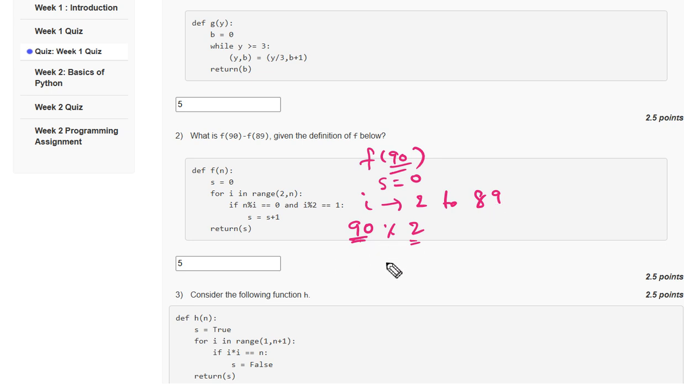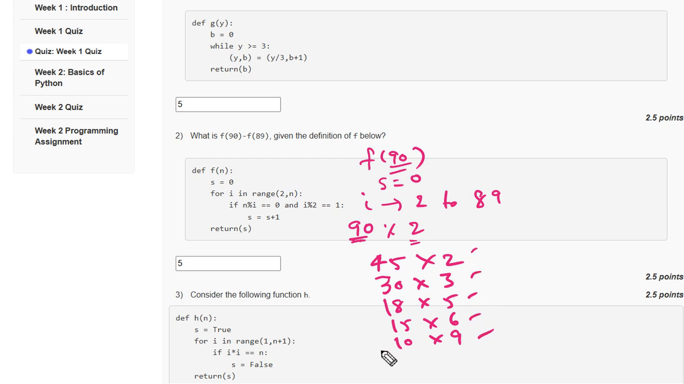So let us see the first divisor, 45 into 2. Next, the second divisor is 30 into 3. The third one is 18 into 5. Fourth one is 15 into 6. Fifth one is 10 into 9. So these are the divisors, total divisors: 2, 3, 5, 6, 9, 10, 15, 18, 30, 45.